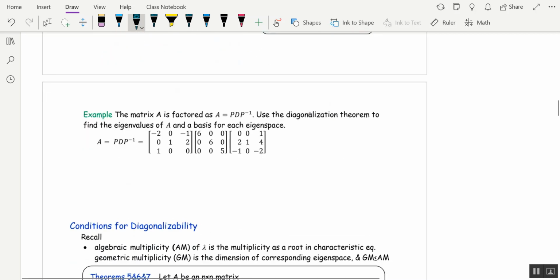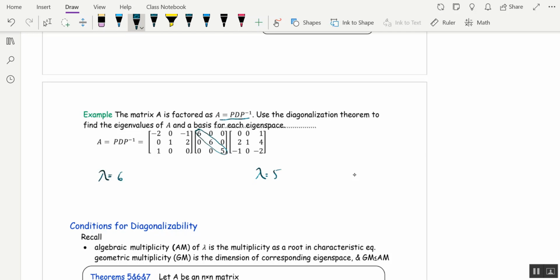Okay, so here's a short one. Here we've got a matrix A, and it's been diagonalized for us. It's written as PDP inverse. Find the eigenvalues of A and a basis for each eigenspace. Okay, well, the eigenvalues are sitting right here. All right, so we've got 2 eigenvalues, lambda equals 6 and lambda equals 5.